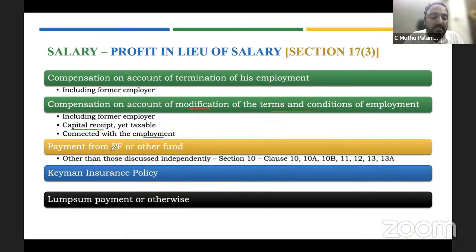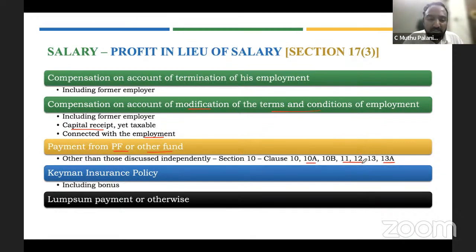And any payment received from PF or other fund. Which means whatever was not discussed earlier under RPF, SPF, PPF, URPF, if something is separately discussed, then it is covered here. For example, 13A is HRA, we saw about leave encashment, and 11, 12 is about PF. All these things we discussed. If you are receiving anything separately that is not in these, that is also covered. So any other payment apart from the contributions from these sections or clauses that we discussed.